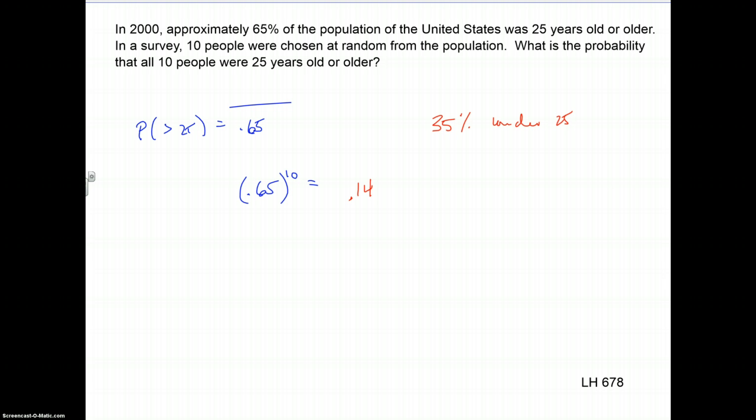The probability that somebody is going to be under 25 is the complement of the probability that they're over 25, right? They have to be one or the other. So we could express this probability as 1 minus 0.14, which would be 0.86, our probability of the complement.